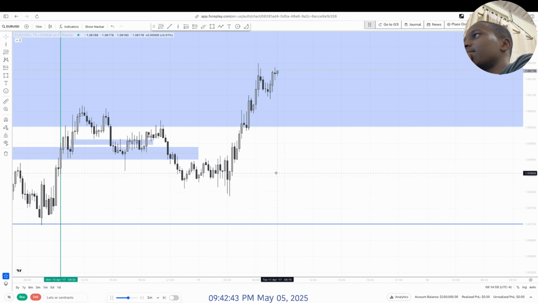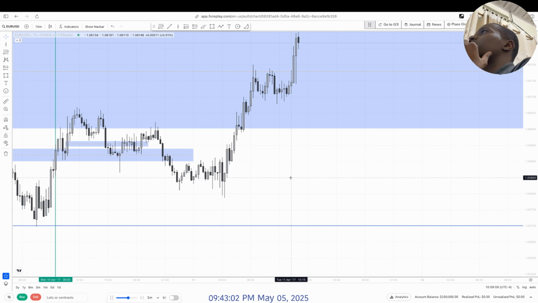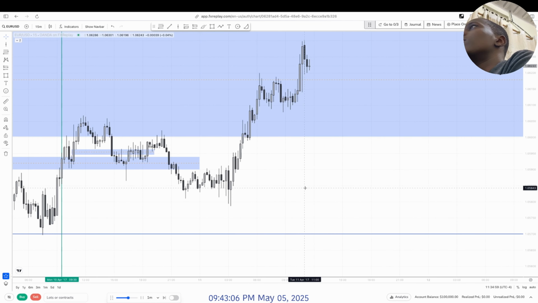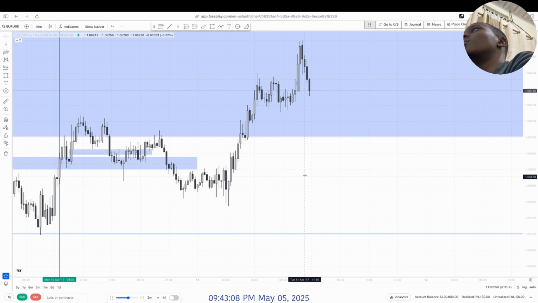9:15, 9:30. Starting to put a small drop. Nope, it continued pushing higher. So what should we expect? Price continues pushing higher.